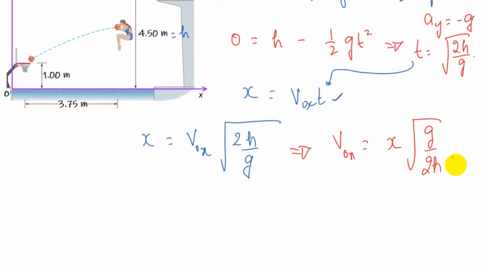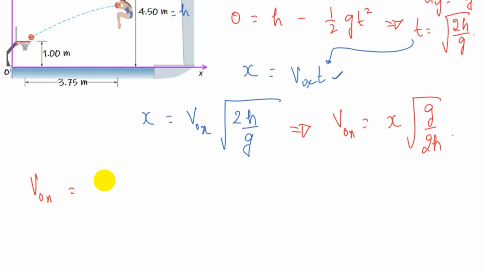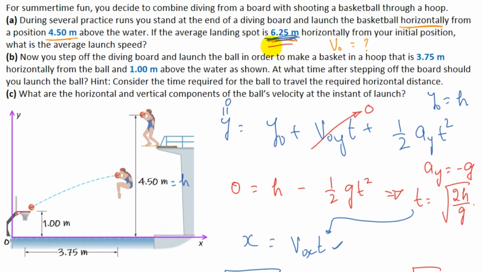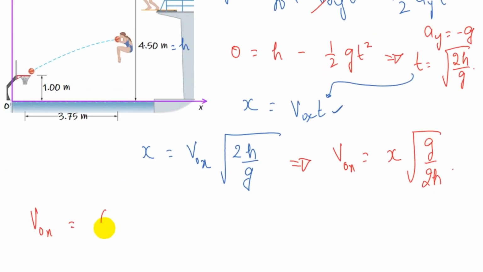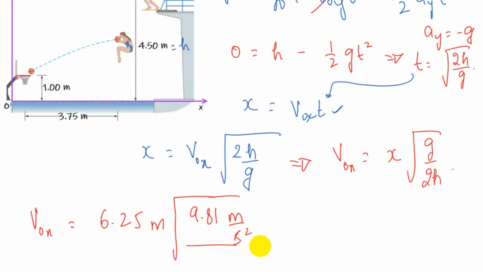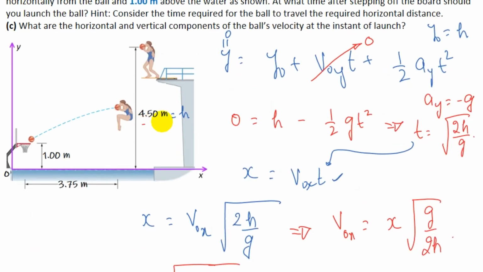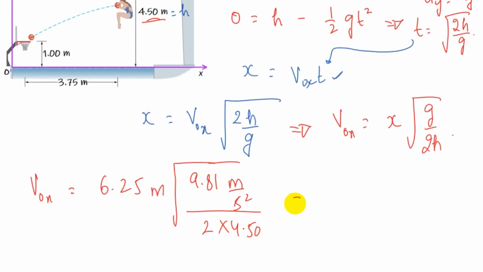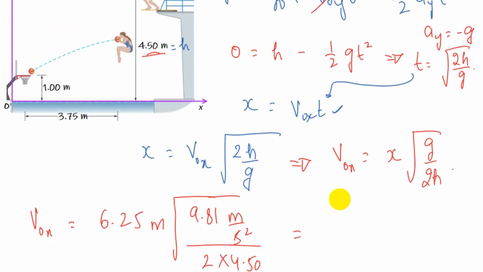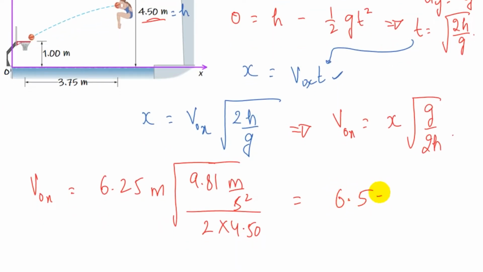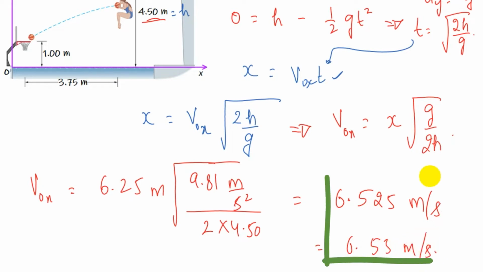Now put the values to find the answer. So v0x equals x, the horizontal distance traveled by the ball, which is 6.25 meters, multiplied by the square root of g, which is 9.81 meters per second squared, divided by 2 times h, where the h value is 4.50. Solving by using a calculator, we get the answer to be 6.525 meters per second, or after rounding off, 6.53 meters per second. So this is the answer for the A part.